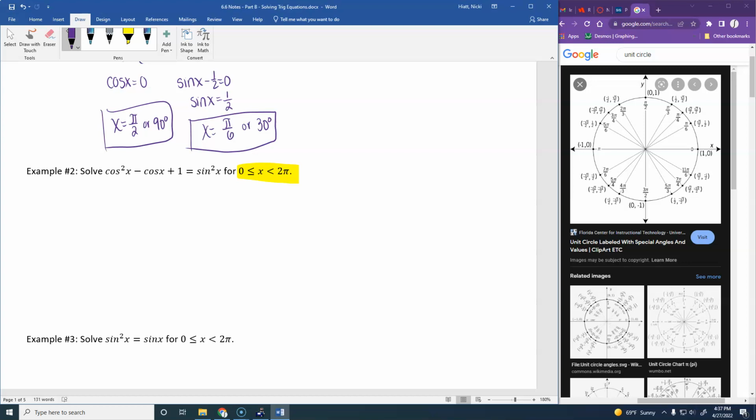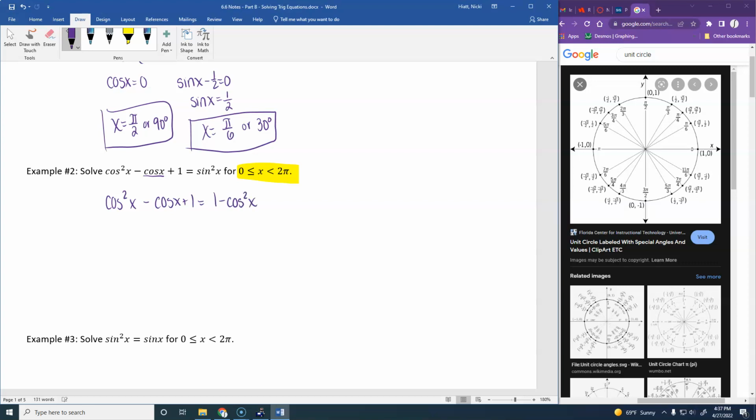Now, I see here I've got cosine squared x minus cosine x plus 1 equals sine squared x. So this is going to be a problem because I have that cosine squared x and the sine squared x. It will be easier if I can change everything to sine or everything to cosine. However, this cosine right here I cannot change because it doesn't have a square. So in this case I want to change everything to cosine. So I'm going to go cosine squared x minus cosine x plus 1 equals 1 minus cosine squared x.